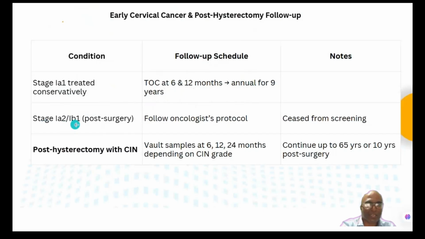Stage 1A2 and 1B1, these are actually not for treatment, so the follow-up will be per oncologist protocol. Whatever follow-up is advised by the oncologist, that will be followed and she is ceased from the screening.